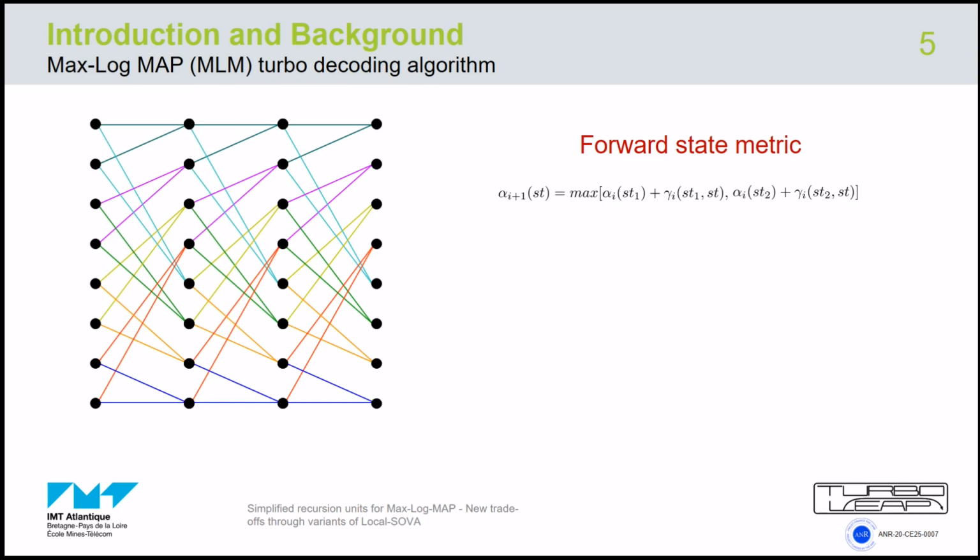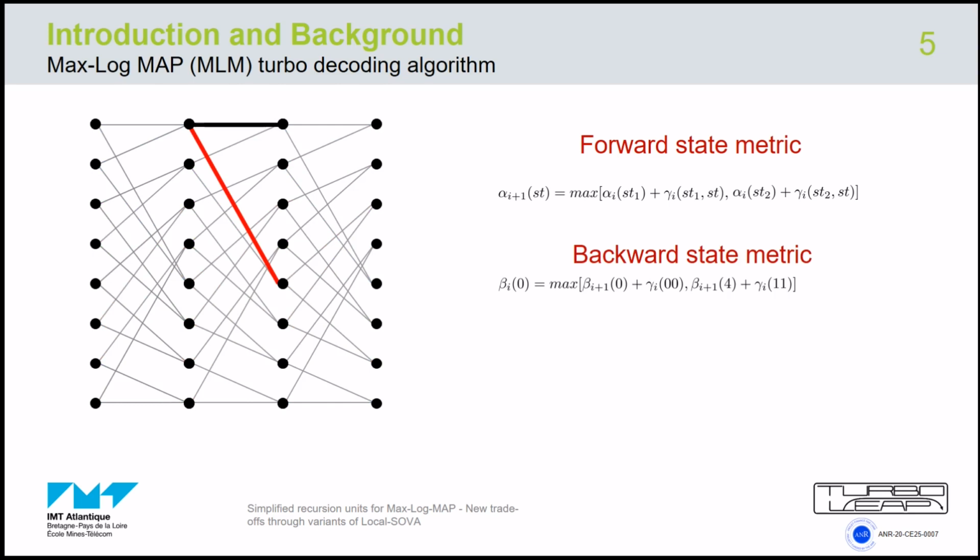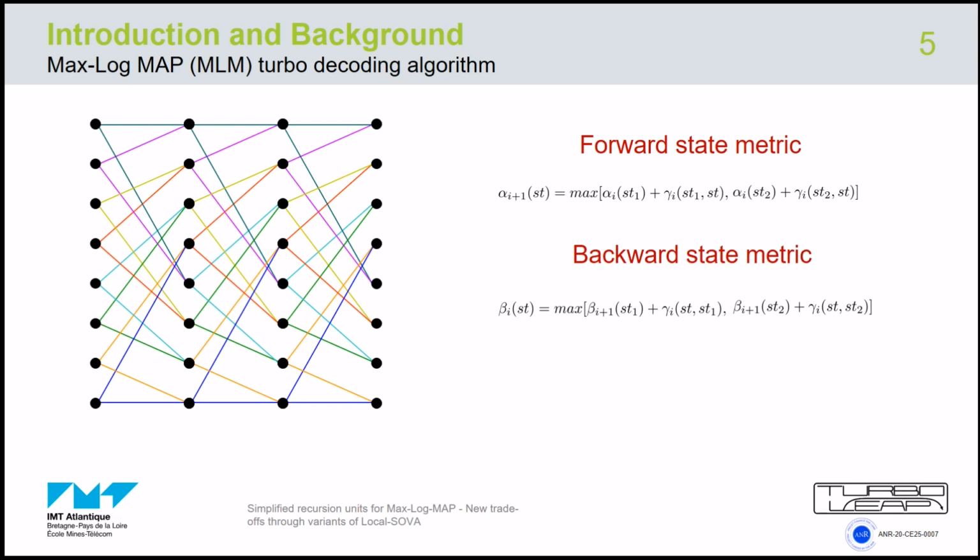In general, to calculate the forward metric at position i+1 for any state st, we compare the forward state metric and the branch metric of the two transitions that converge to st at position i+1. The same calculations are applied for the second recursive process, which is the calculation of the backward state metric beta. Here, to calculate the beta at position i and state 0, we should select the maximum between the two transitions that diverge from 0 at position i. And the same goes for all states.